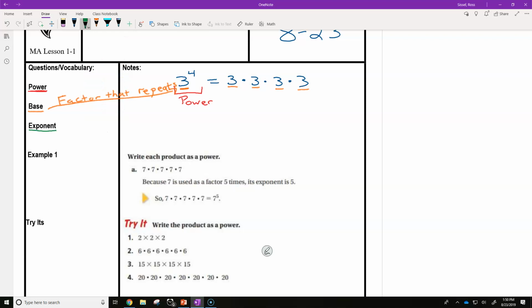Exponent. This is my exponent. And an exponent is the number of repeated factors.